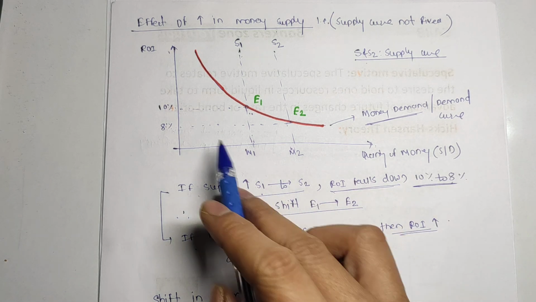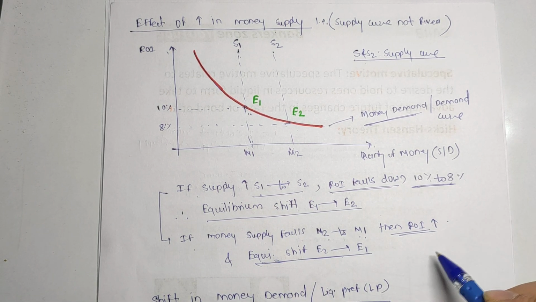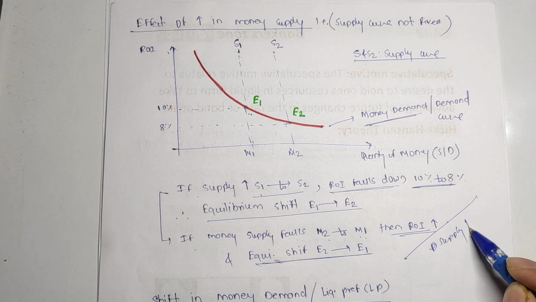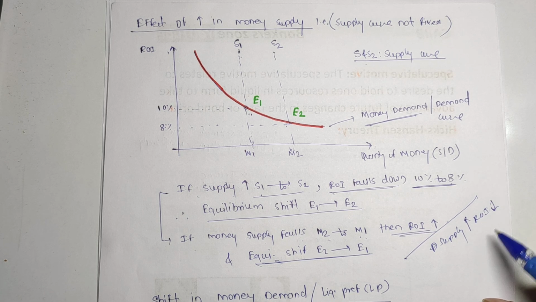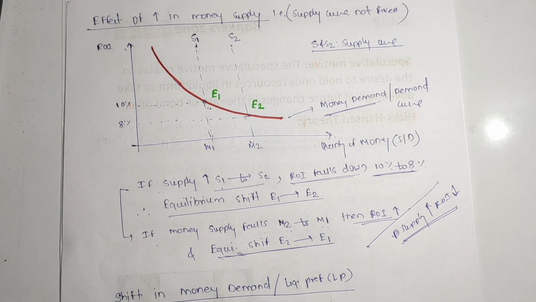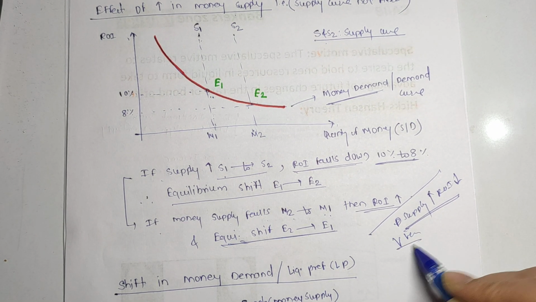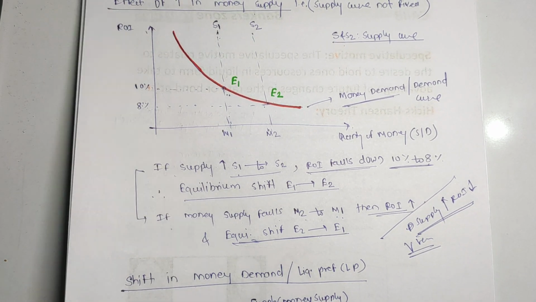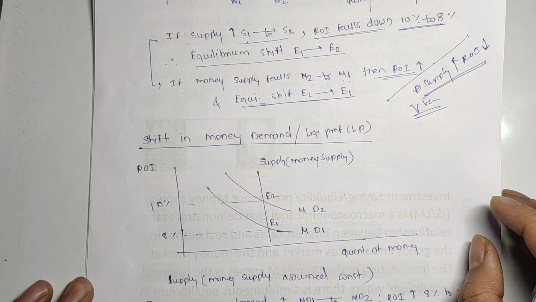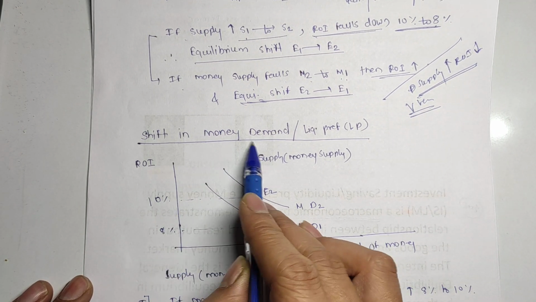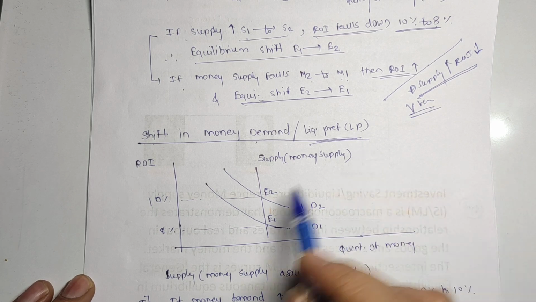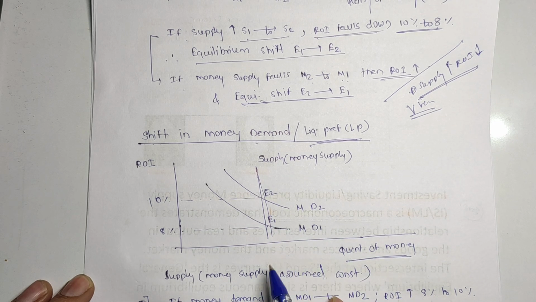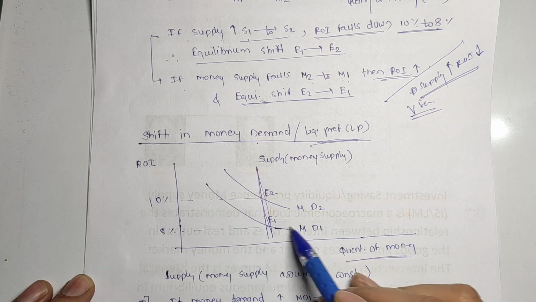That is basically, what is the conclusion? If the supply of money in the economy increases, then the rate of interest will decrease. That is the basic funda, and vice versa. Okay, now we have studied by varying the supply of money. Now we will study by varying the demand for money, that is the shift in money demand, that is the liquidity preference. See, rate of interest versus quantity of money, and here we have kept the supply curve constant, the vertical line is constant, and we are varying the demand curve.